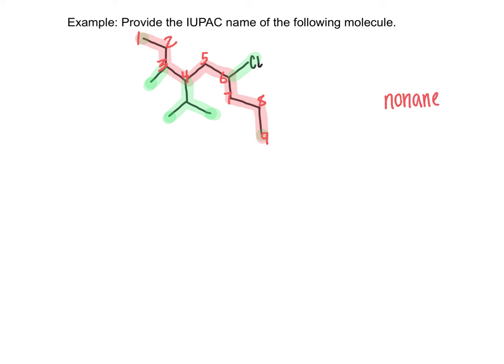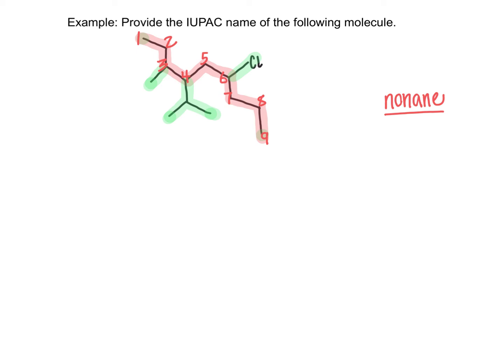If we were to refer to that handout, you should be familiar with parent names that correspond to 1 to 10 carbons. So from methane with 1 carbon to decane with 10 and anywhere in between, you should know that. So the parent name here is nonane. The parent name is going to be the last part of the name for the molecule. So we'll hang on to that information for now.